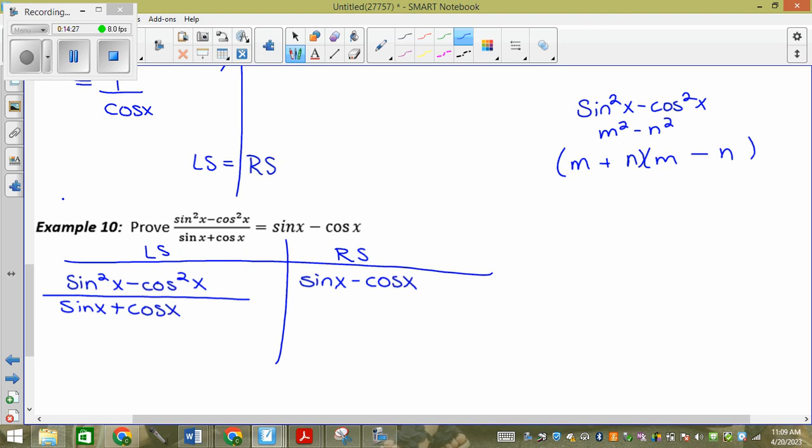So instead of doing the work off to the side with a difference of squares, what can you do? You put whatever the square root of the first is in the front. So what's the square root of sine squared? Sine x. What's the square root of cos squared? Cos x. Plus minus.